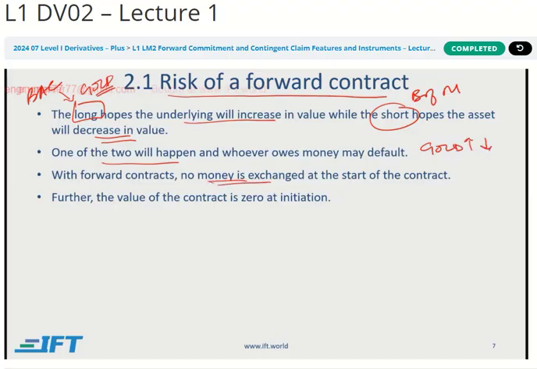No money is exchanged at the start of the contract, right? And the value of the contract is 0 at initiation. So let's say this is the price of gold.